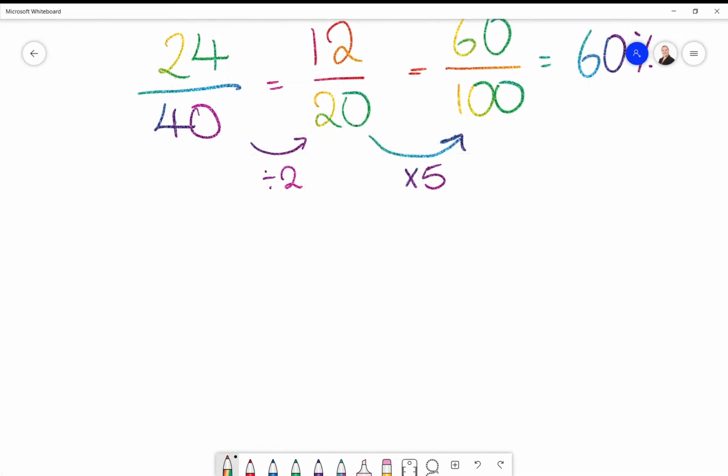Another way, and I'm going to do it with one that doesn't work quite as nicely as this one. So let's go. How easy do I want it? Let's make it hard. Let's go 17 over 40. So that looks like it's going to be tricky to get to 100.